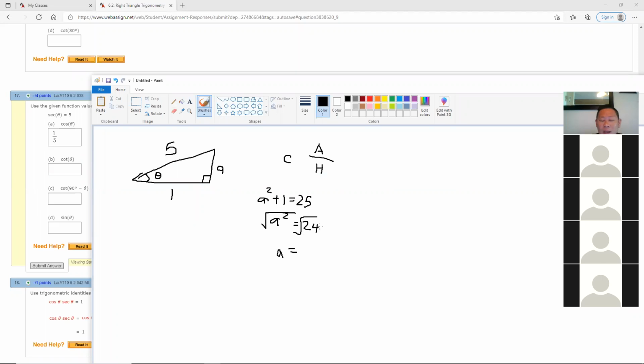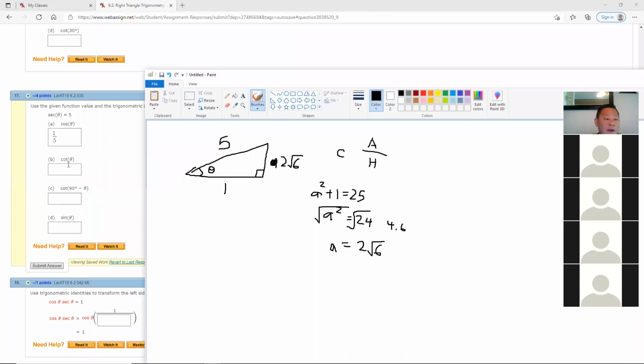So 24, what times what is 24? You need to break it down. This is actually 4 times 6, and 4 is a perfect square of 2. So in this case, your opposite will be 2√6. Once you get this, then you can figure out what cotangent theta is.